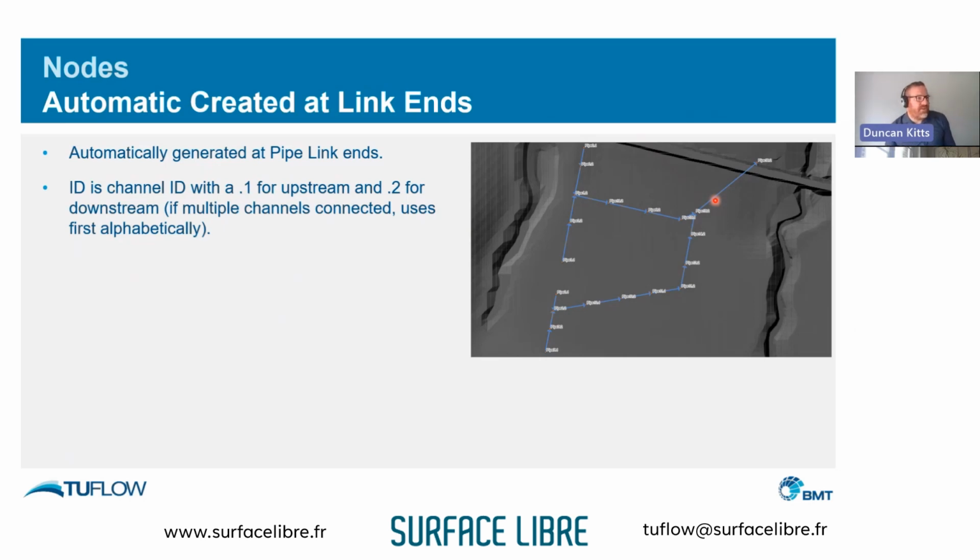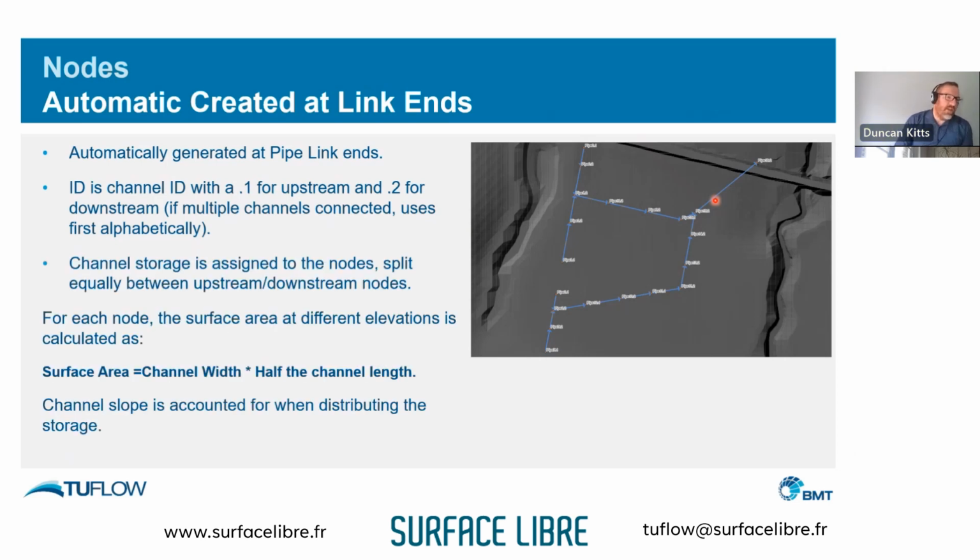If there are multiple channels connected, it will use the first channel alphabetically. So if you've got a channel called alpha and a channel called beta, the upstream node will be called alpha.1. And for those automatic nodes, the channel storage, the storage associated with the channel length and the channel dimensions, is split equally between the upstream and downstream nodes.